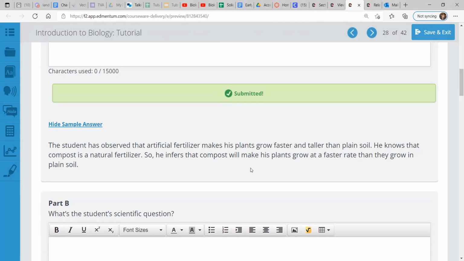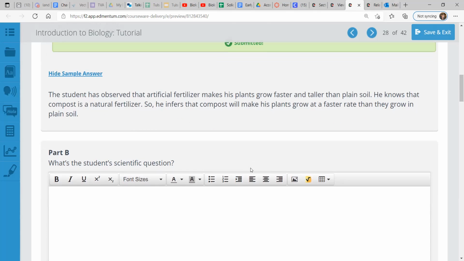The student has observed that artificial fertilizer makes his plants grow faster and taller than in plain soil. He knows that compost is a natural fertilizer. So he infers that compost will make his plants grow at a faster rate than they grow in plain soil. That is an inference. He's using what he's observed with artificial fertilizer, and he's inferring that a fertilizer made from a natural source can do the same.